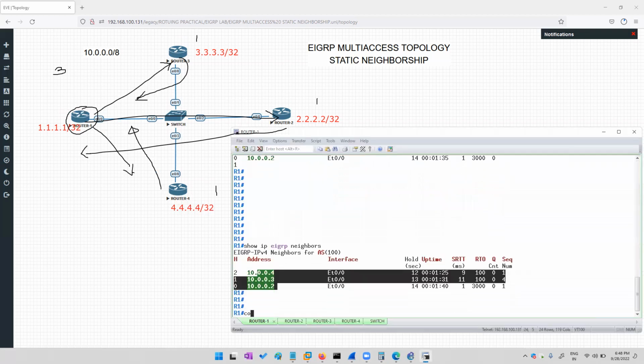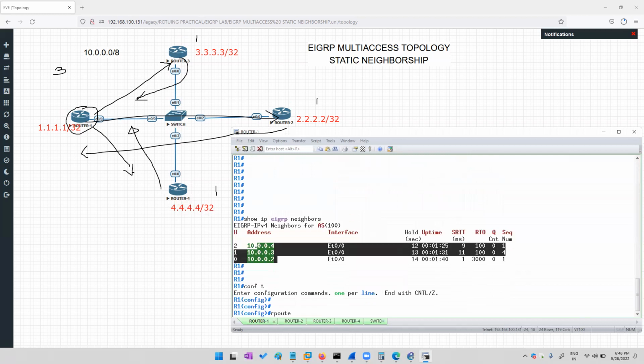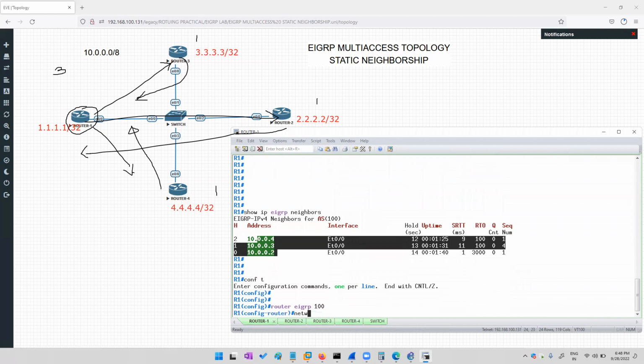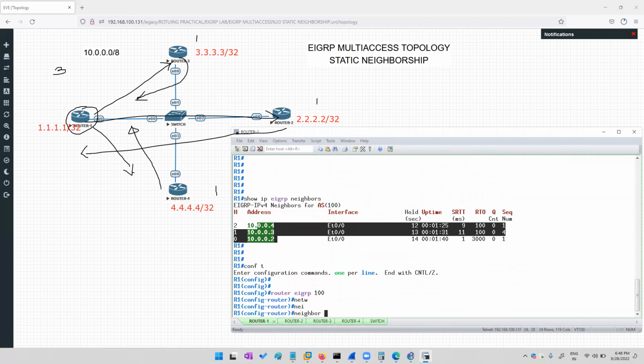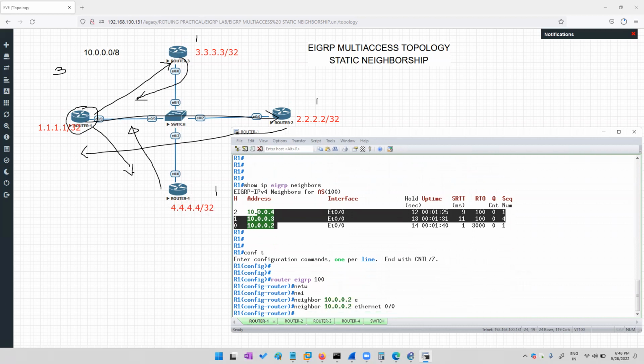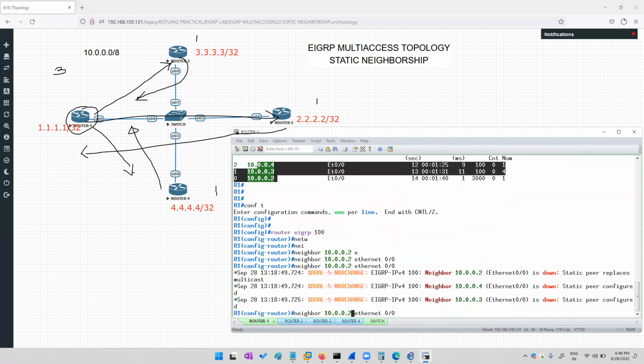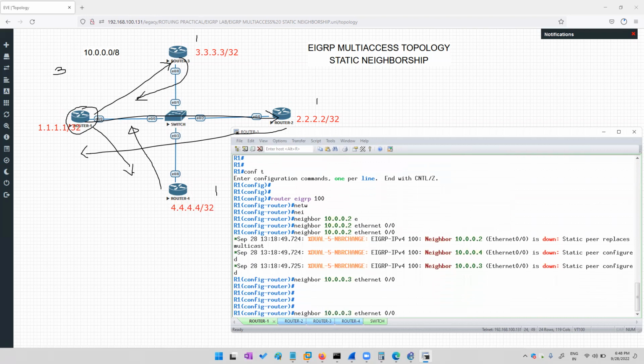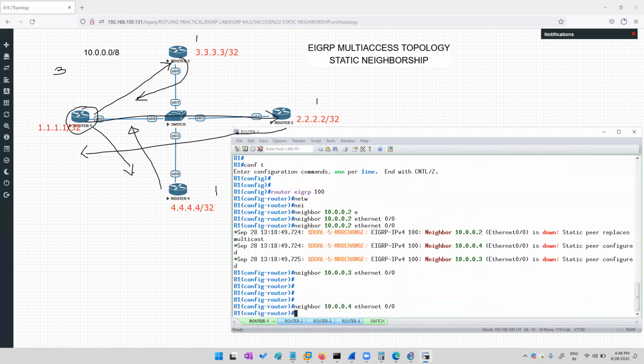It's very simple. The network command must be available because you need to advertise your WAN interface. Clear? But now we are using the neighbor command. My neighbor is 10.2, on which interface? My E0/0. And then I will say my neighbor is R3. And I am saying my neighbor is R4.